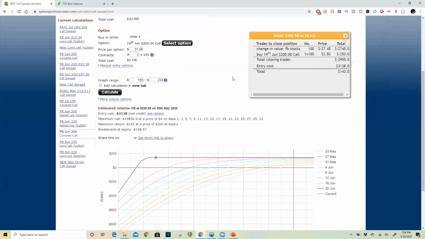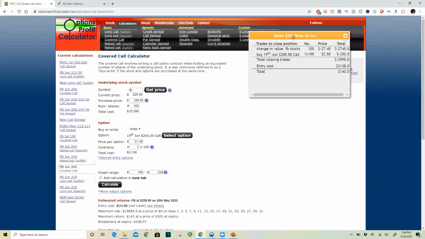It's saying that at $202.50, the price of Facebook, as it dropped from $230 to $202.50, the value of it dropped by $2,745. The price of the option that you sold is worth $2.50, so it's worth $250 here. So when you close this trade, it's like the value dropped by $2,995. But because you got a credit of $3,138 for selling that call, you still made a profit of $143.